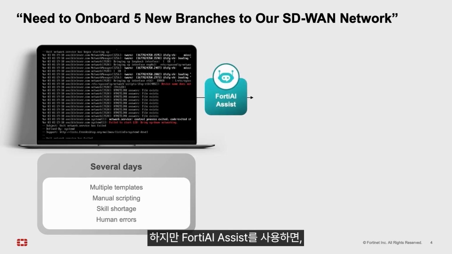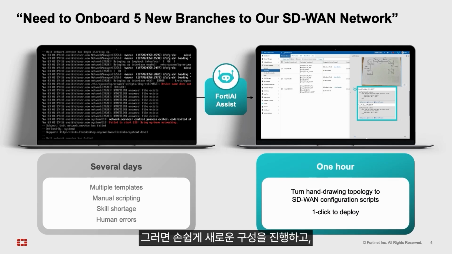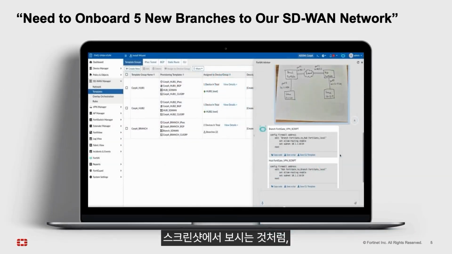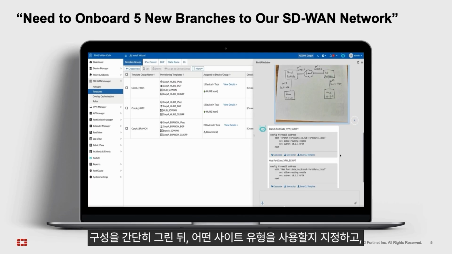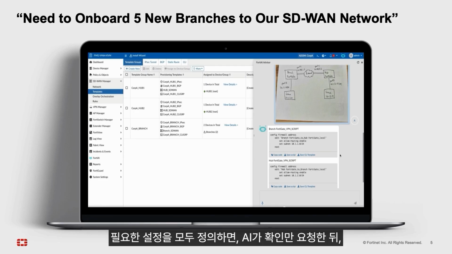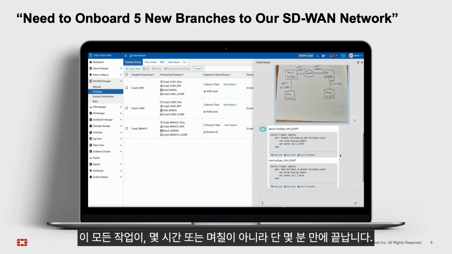But with FortiAI Assist, you just ask the GenAI assistant, either talk to it or write, and then you can easily do that new configuration, add these 5 new SD-WAN sites. You can just put in a hand-drawn topology, and the AI will do it for you. We can see it even better here on that screenshot. You just simply draw your configuration, see what type of sites you want to do, what the IP addresses are you want to use, and then it defines the different configuration, defines everything that needs to be done, asks you if that's okay, and then does it for you. Done in minutes instead of hours or even days.